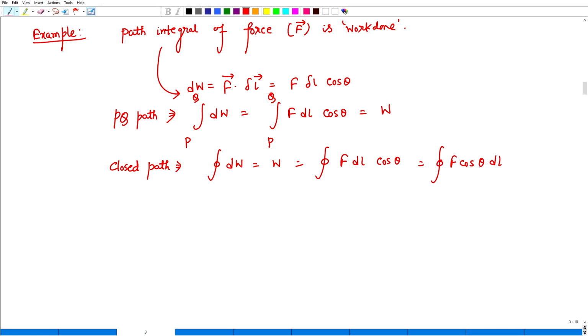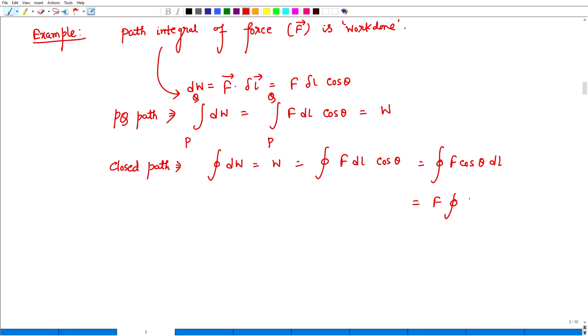Okay. So this is the work done. Work done is actually the line integral of the force. Similarly, the line integrals of different vectors are very important and have physical significance as well. Here you can see that the line integral of force is work done, which is an important quantity. But again, for other vectors like electric field and magnetic field, the path integral also has a very significant impact.